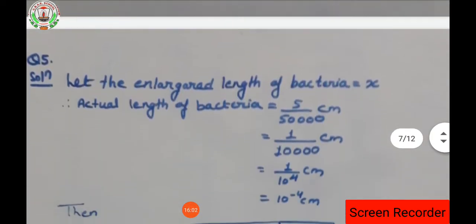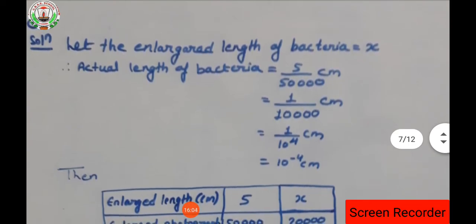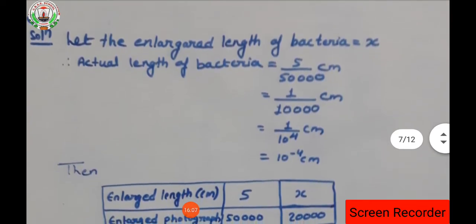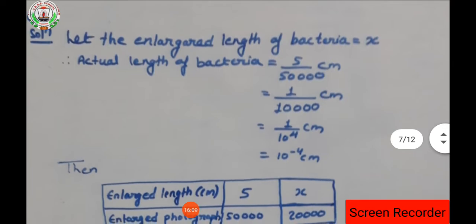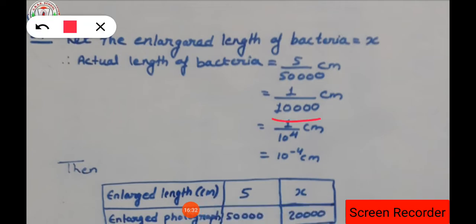Next question, question number 5. Here we are talking about the picture of bacteria that is enlarged, isn't it? Here let the enlarged length of the bacteria be x. The actual length of the bacteria is 5 upon 50,000 centimeter. So 5 upon 50,000 will get cancelled by the table of 5 itself. So what will be the result? 1 upon 10,000 we will get. How many zeros are there in this 10,000? 4 zeros are there. So 1 upon 10,000 can be written as 1 upon 10 to the power 4.